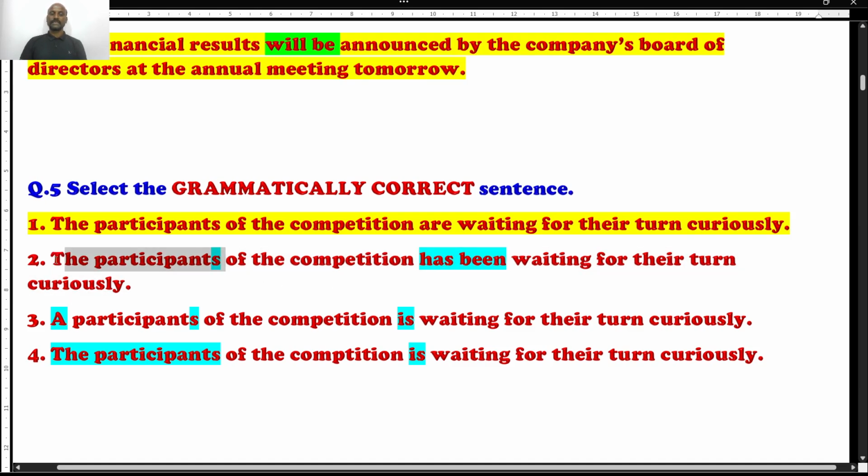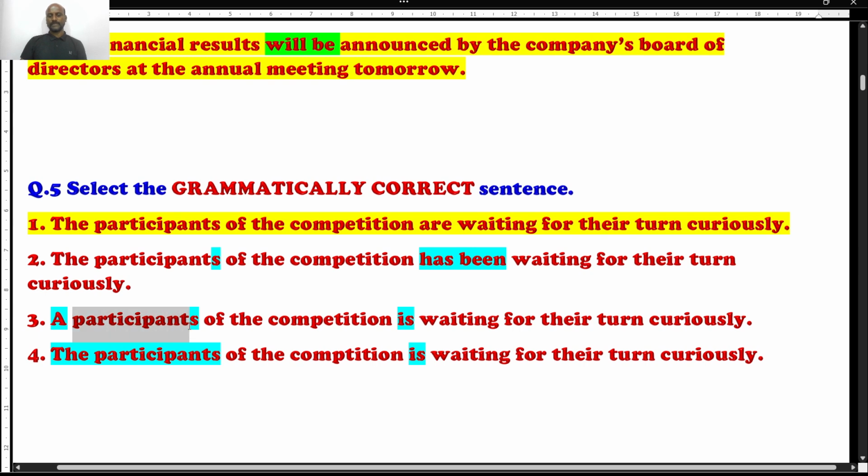No. When the subject is in plural form, we use have been. No, it is supposed to be have been. So here you will find error. Option 3, a participants of the competition is again. See again, a is wrong here. A participants. No, article is wrong.